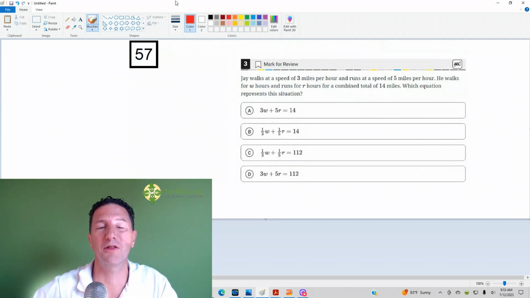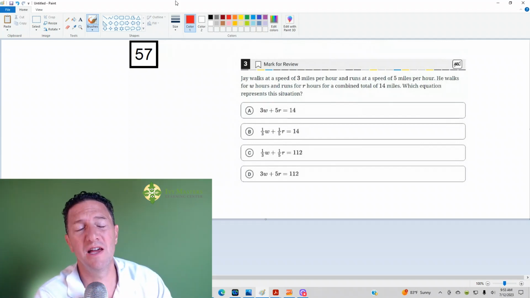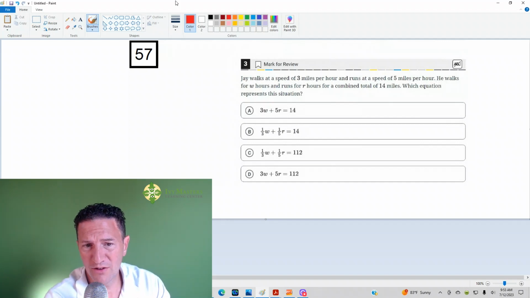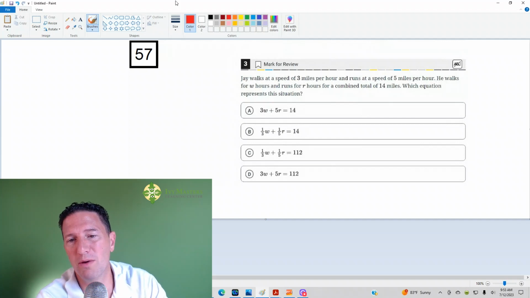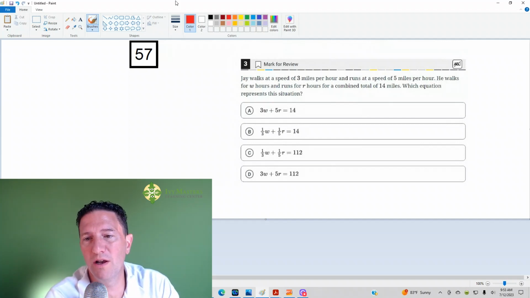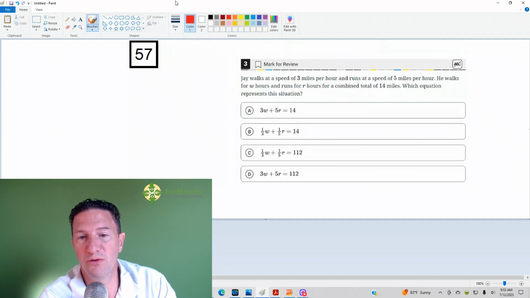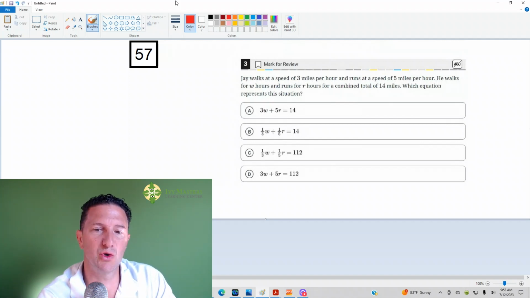And today we're going to look at the third question from the digital SAT Test 1 Module 1. This is from the Bluebook app. And it tells us that Jay's walking at a speed of 3 miles an hour and running at a speed of 5 miles per hour. He walks for W hours and runs for R hours for a combined total of 14 miles. Which equation represents this situation?